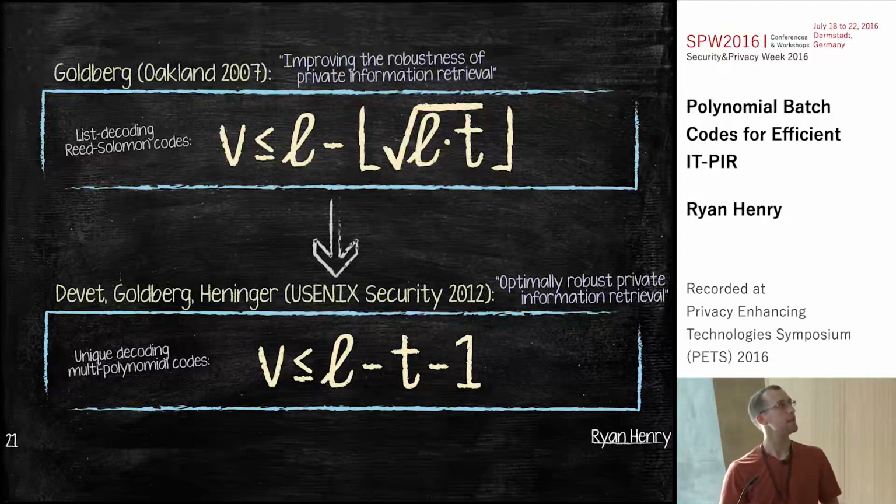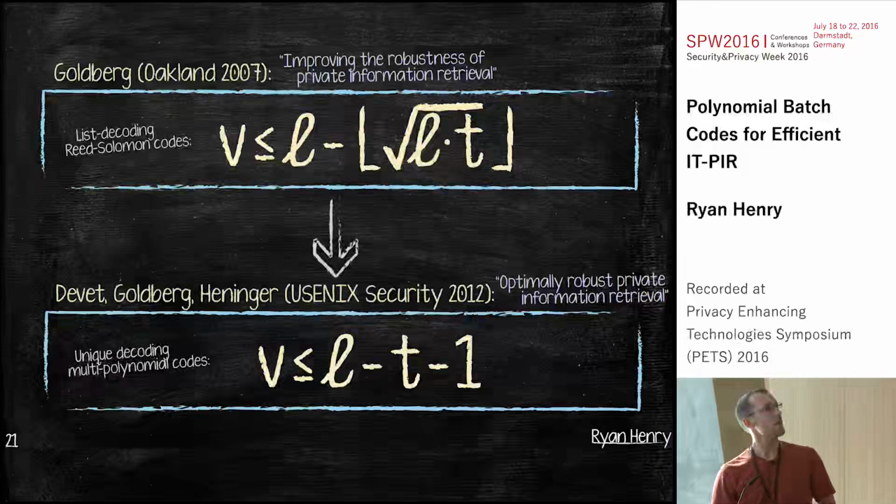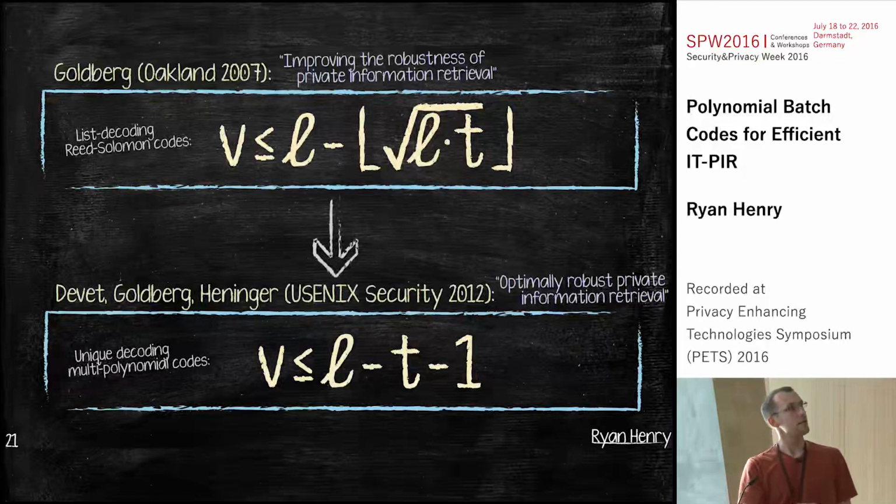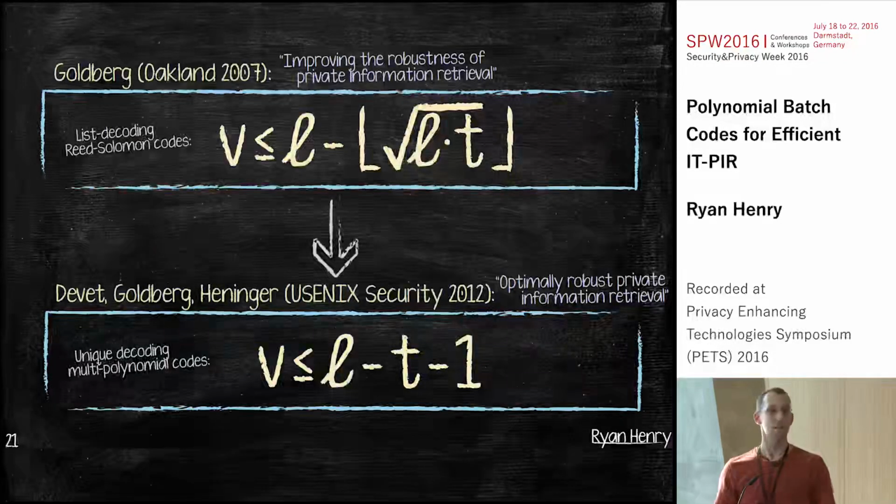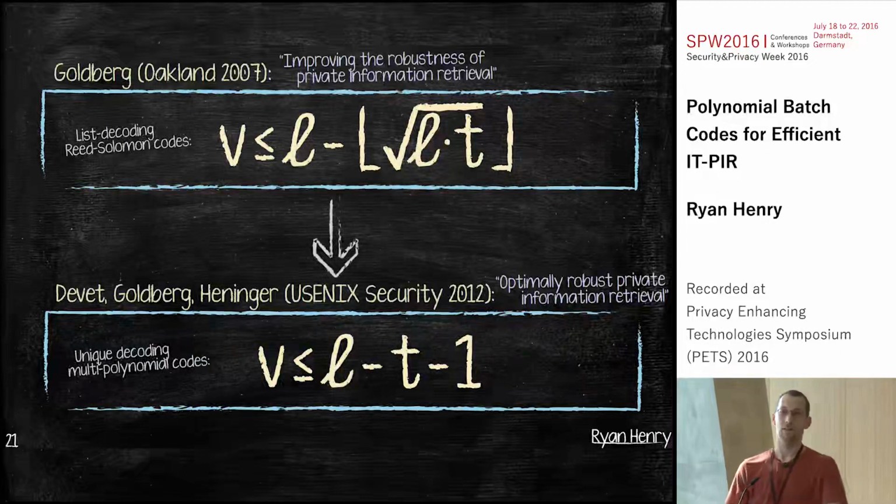Okay, so I kept saying, don't worry about the trade-off, don't worry about the trade-off. Right now, I'll briefly touch on what the trade-off is. So when that original protocol by Goldberg was proposed back in 2007, the actual title of the paper was Improving the Robustness of Private Information Retrieval. And the main contribution was that the protocol could handle quite a few incorrect responses from the servers.